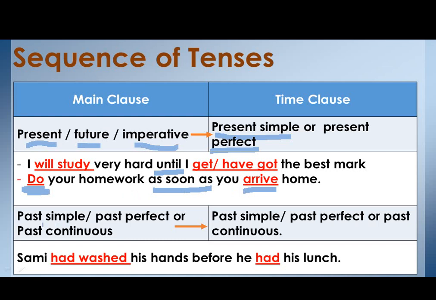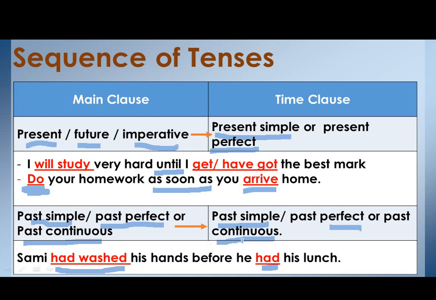If the verb is in the past simple or past perfect or past continuous in the main clause, it could be one of the following in the time clause. It could be in the past simple or past perfect or past continuous. Sammy had washed his hands before he had his lunch. For example, while I was having my lunch, the bell rang. We all know these examples in the past tense.